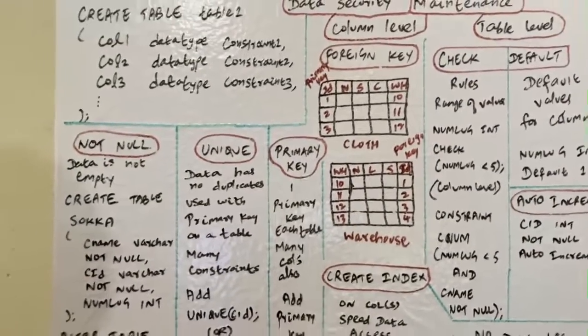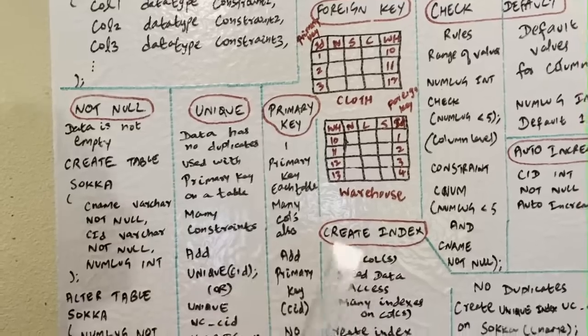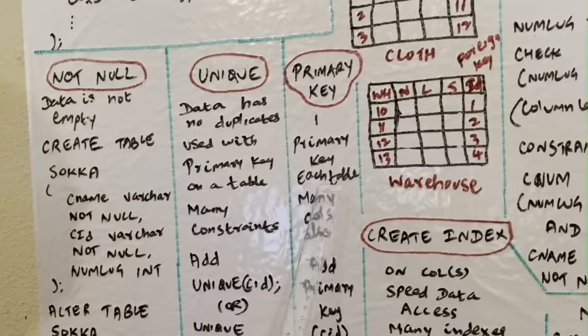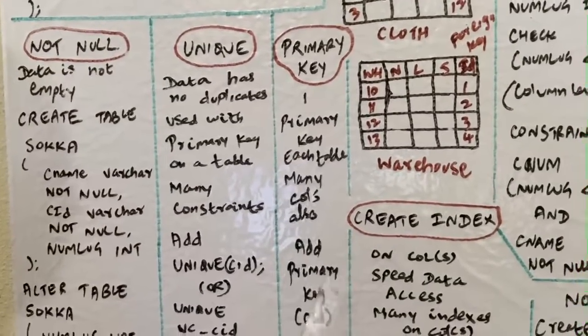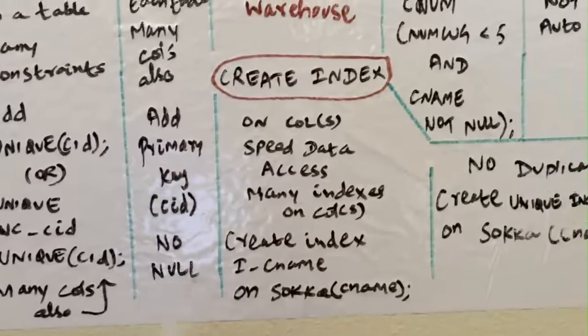Next is the important part of a table, primary key. There should be only one primary key for a table. It can be based on thousands of columns. Primary key, each table, many columns. Add primary key, column name, no null values.